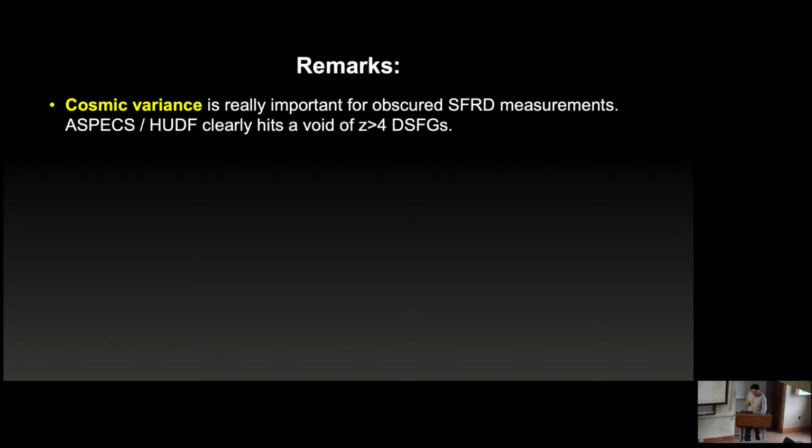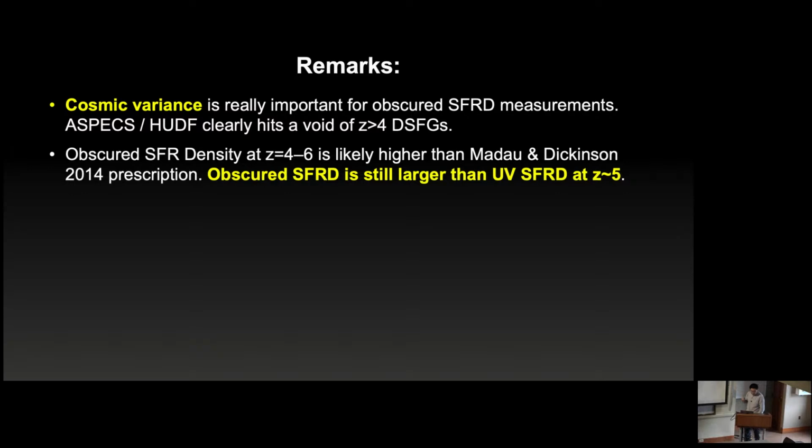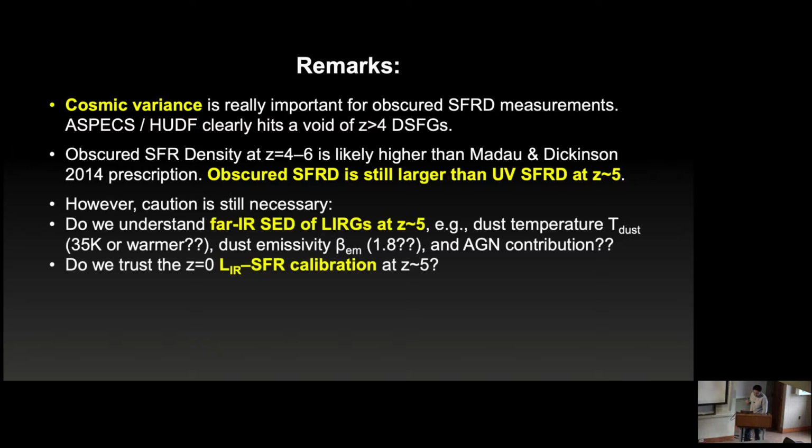I put some remarks here. First of all, cosmic variance is really important for this business. If you go to a very narrow field and go very deep, it probably won't help, because like HUDF, it clearly hit a void at redshift about 4 for dusty star-forming galaxies. And secondly, the obscured star formation density is probably higher than the classic model prescriptions, and it's still larger than UV at redshift 5. But there is still lots of uncertainty.